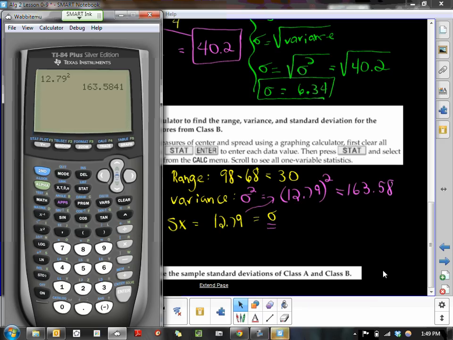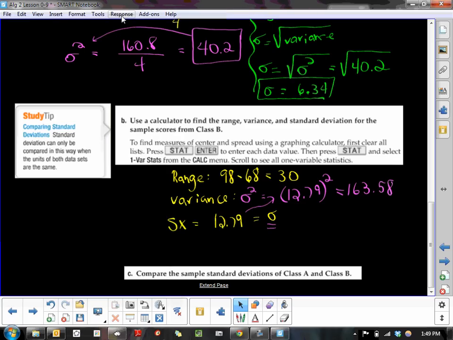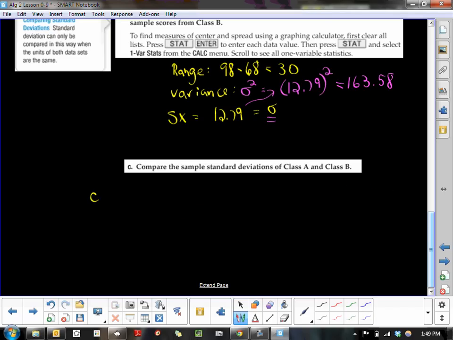Okay, now that we compare the two data sets, we've got the spread of the relationships between set A and set B in range, variance, and standard deviation. The problem says compare the standard deviations of Class A and Class B. Class A, if we look up here, had a standard deviation of 6.38. Class B had a standard deviation of 12.79.